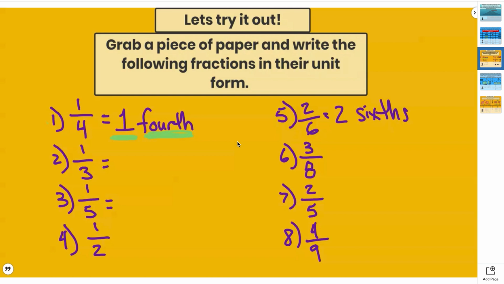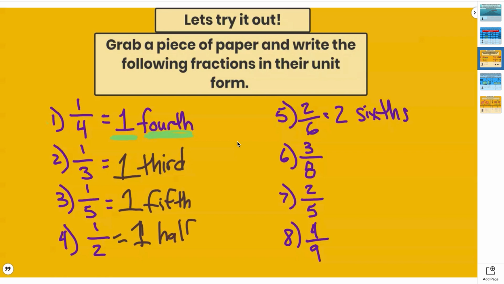All right. So now we are looking at 2, 3, and 4. So if we're going to put our answers for that, we have 1/3, 1/5, and 1/2. Okay. Halves, what you saw in the other slide, is when there's more than one. So it's half for one or halves for multiple.